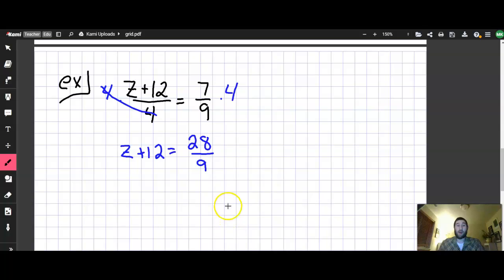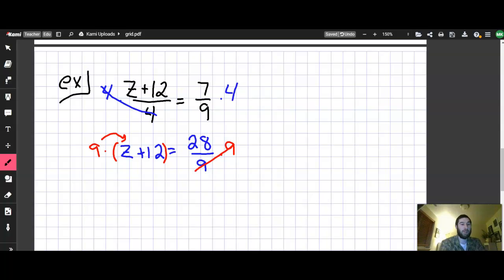So rather than worrying about this 9 as a fraction, let's multiply by 9 on both sides, to everything on both sides, which means the z and the 12 have to be in parentheses because the 9 is being multiplied by everything, just like the 4 was. And now we'll be able to cancel out our 9's and solve this like a two-step equation. So the 9's cancel out on the side with the 28. 9 divided by 9 is 1. But on the side with the z and the 12, we distribute.